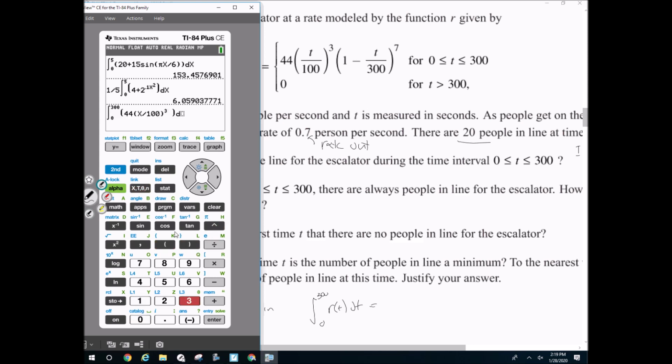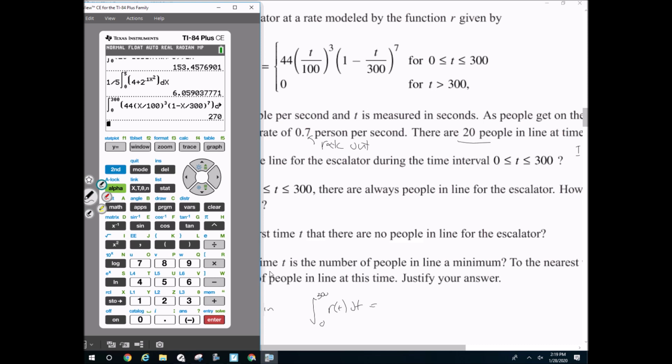cubed. Many of you need to practice typing stuff into your calculator because you stink at it. And if you're just copying things off the key, you're actually not going through the process of making sure you have parentheses, making sure you're taking things to the correct powers, plugging in integrals, all that stuff. Okay? You get 270. That's nice.